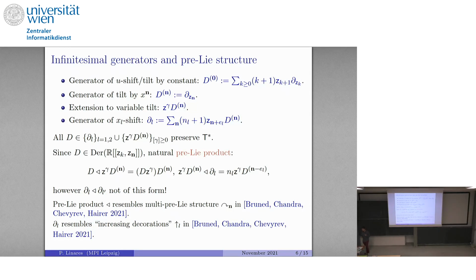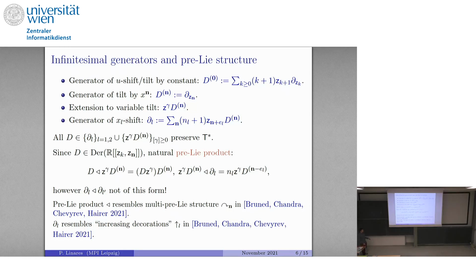However, the pre-Lie product between two of these shift generators cannot be expressed as a linear combination of the previous things. So in the end, the structure that we get is not a pre-Lie algebra because it's not closed under this pre-Lie product.